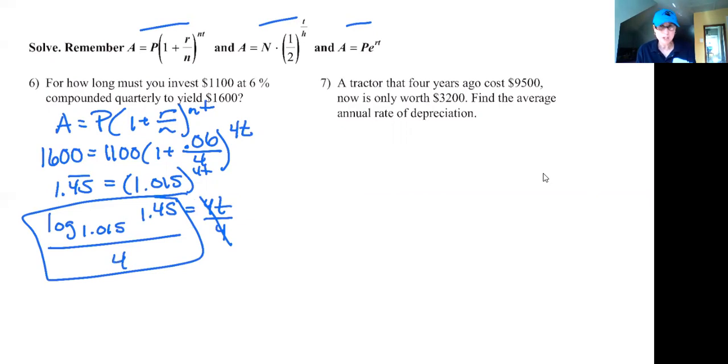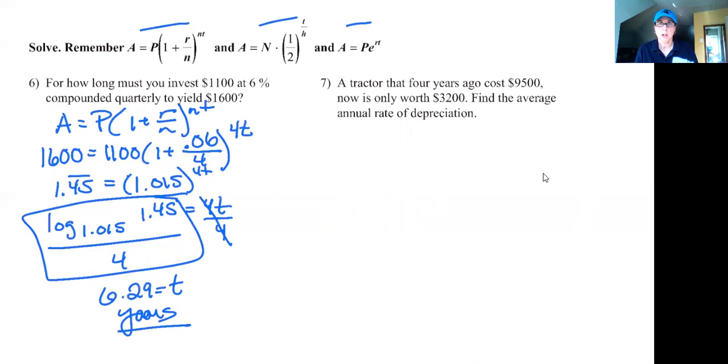Nobody does that. They want to know it in terms of years. So I go ahead and pop this all into my handy dandy calculator using my log base button, and I get 6.29 for t. And of course, that is in terms of years. Okay, that is in terms of years.